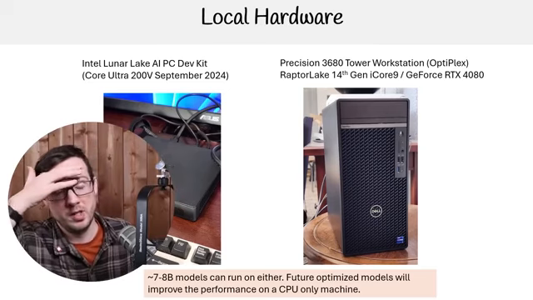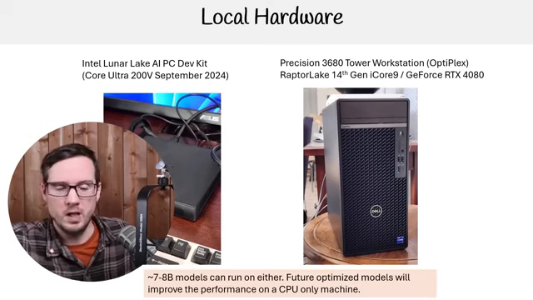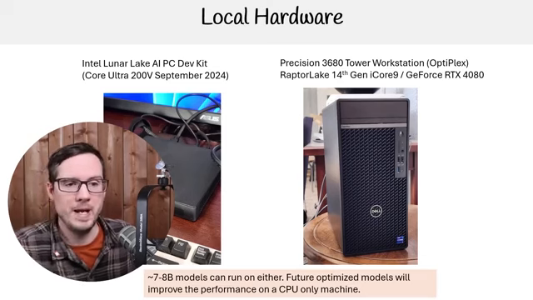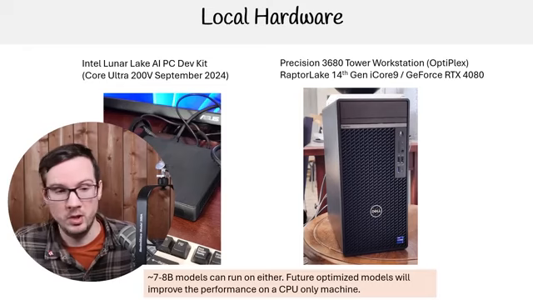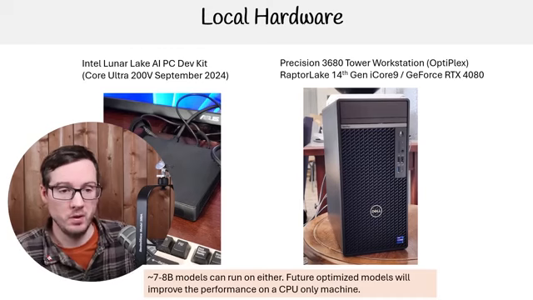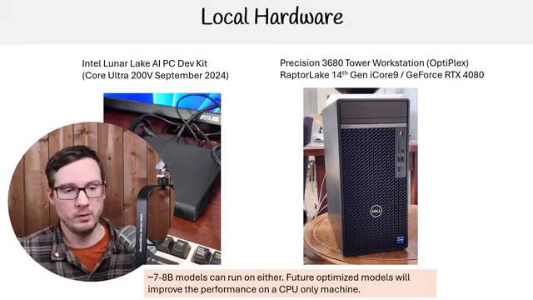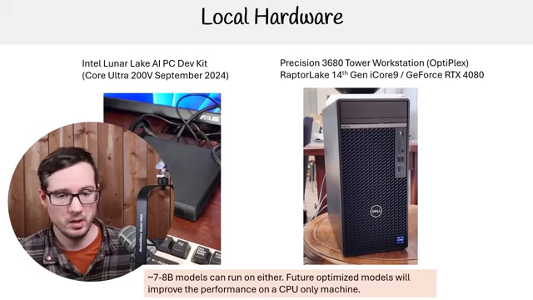There are equivalent kits out there. If you just type in AI PC Dev Kit, Intel, AMD, Qualcomm, they all make them. I just prefer to use Intel hardware, but whichever one you want to utilize, even the Mac M4 would be in the same kind of line of things that you could utilize. I found that we could run about a 7 to 8 billion parameter model on either.